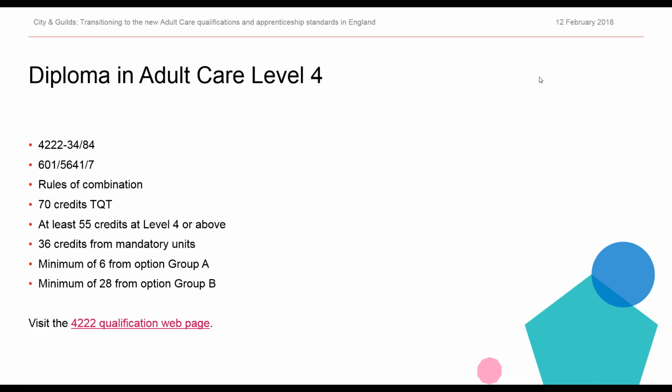The diploma in adult care level 4, which is going to be in the standard for the lead practitioner in adult care. The details of that qualification are here. The QAN number is there for you. Rules of combination consist of a 70 credit qualification. TQT would obviously be 700 hours. At least 55 credits need to be at level 4 or above, and there are 36 credits from the mandatory group.